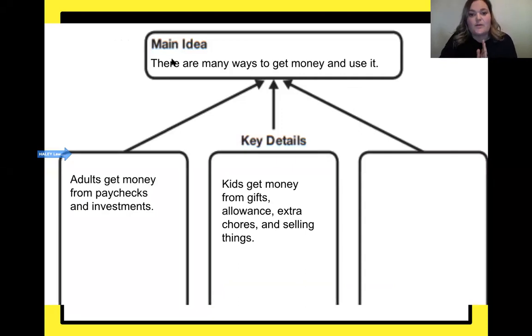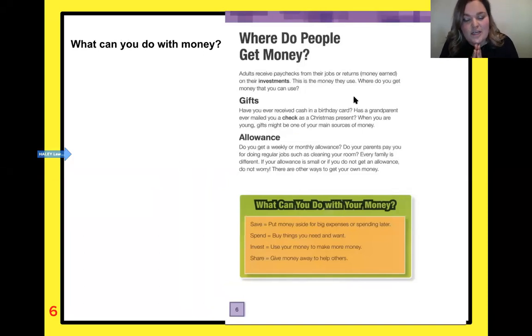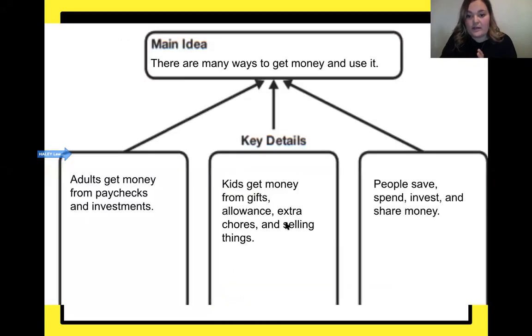And now we've talked about the ways to get money. Our last focus is how do people use it? What do they do with the money once you get it? And it's down here in that special chart. There are 4 different things you can do with money when you get it. You can save it, spend it, invest it, or share it. So just like that, we were able to take that section of the text, use our headings, and find those key details that support our main idea.